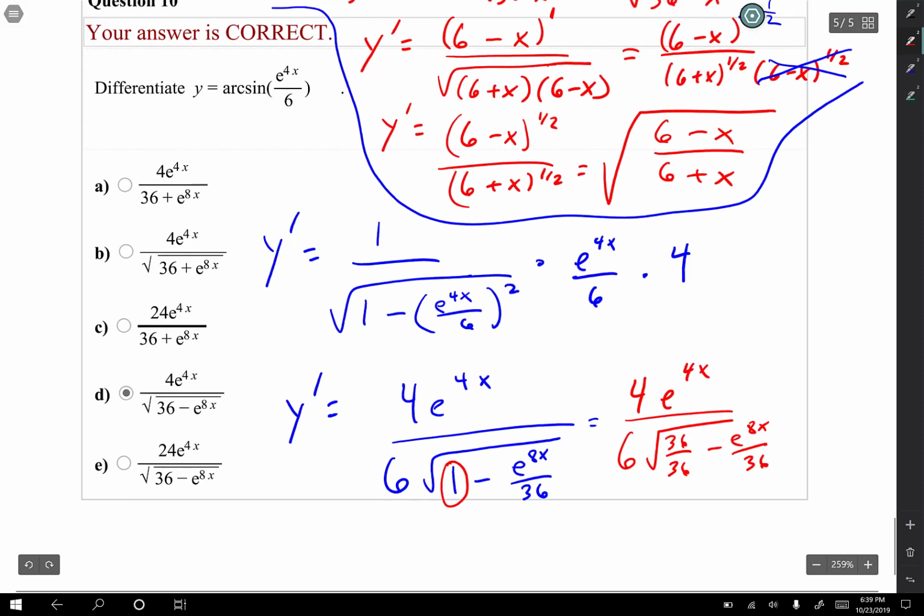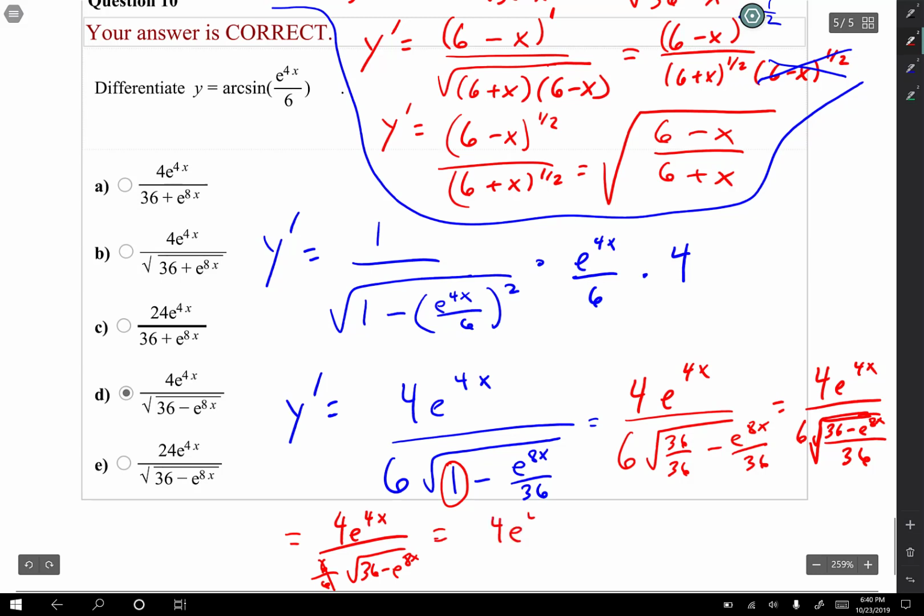And now you have 4e to the 4x over 6 square root of 36 minus e to the 8x, and all that is over 36, and the square root of 36 is 6, so that's going to cancel that out. So here's what we have, 4e to the 4x over 6, that's going to cancel out right there, 36 minus e to the 8x. So those cancel out, and finally you have 4e to the 4x over the square root of 36 minus e to the 8x. And now we look for that.